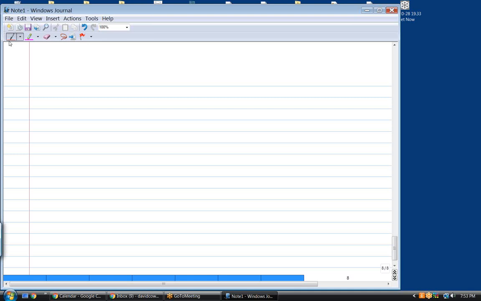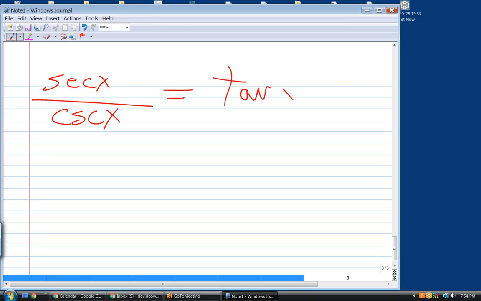The best way to do this is really to focus on the problems you have. Okay. Secant x over cosecant x equals tan x. Again, probably the best thing we can do is to switch everything to sines and cosines. So it'd be cosine over sine equals tan x. That's what we'll get to eventually, but you don't get there directly.